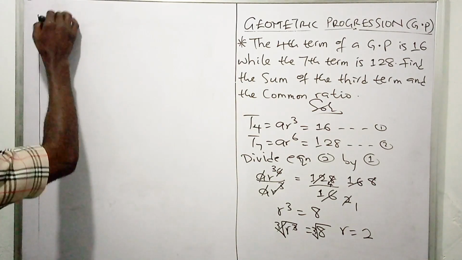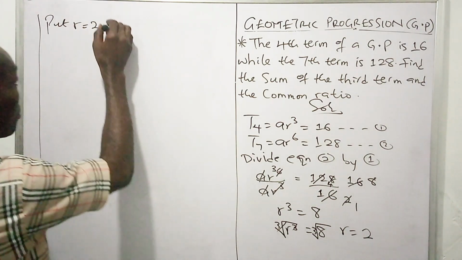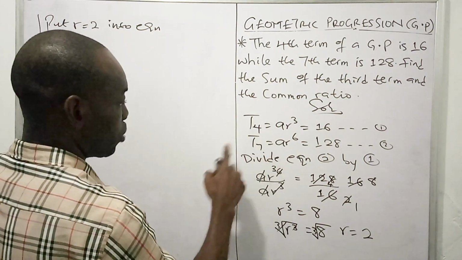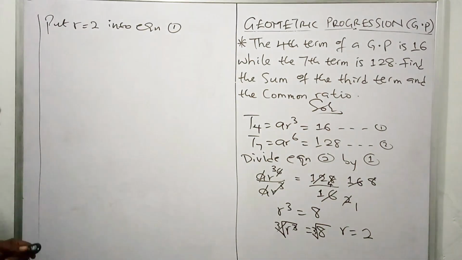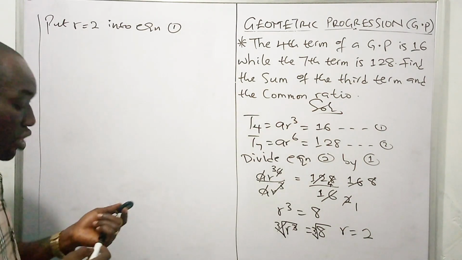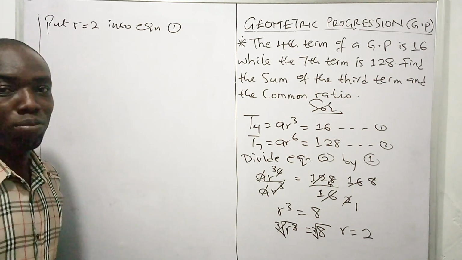Now we put r, which is equal to 2, which is the common ratio, into any of the equations. Now, we're using equation 1. So now we're going to substitute the value of r here, for us to get the value of a.